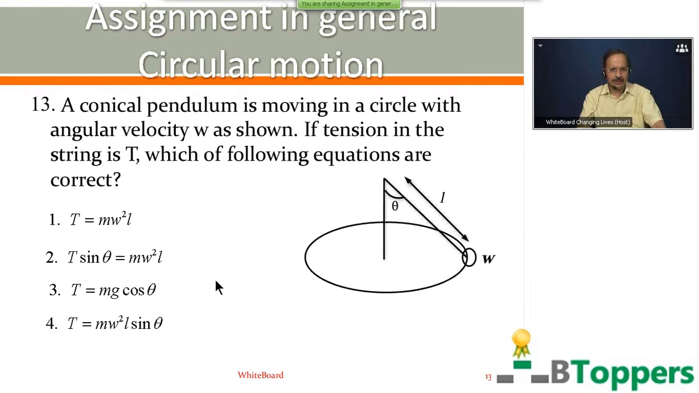You have to find out which of the following four equations is correct. The string makes a constant angle theta with the vertical. The bob of the pendulum moves in a horizontal circular path, and L is the length of the string and m is the mass of the bob.